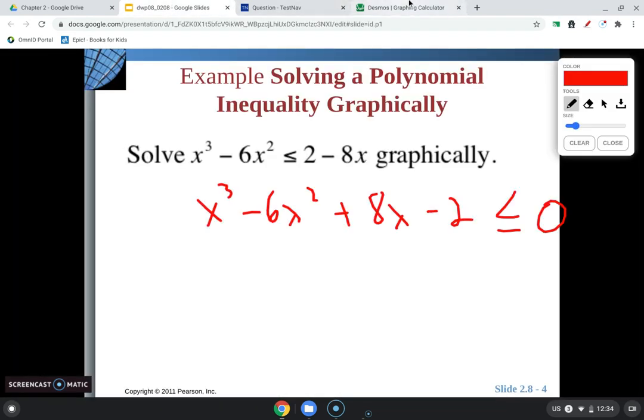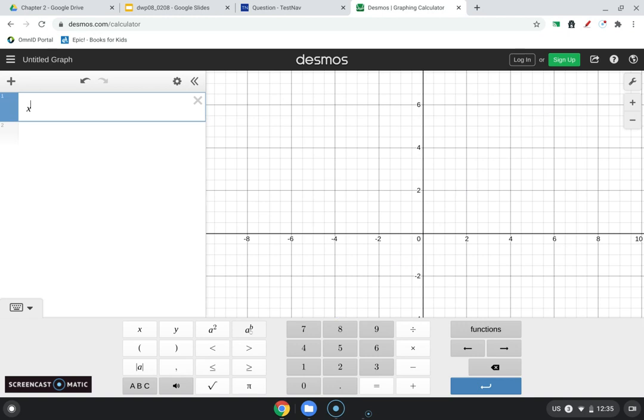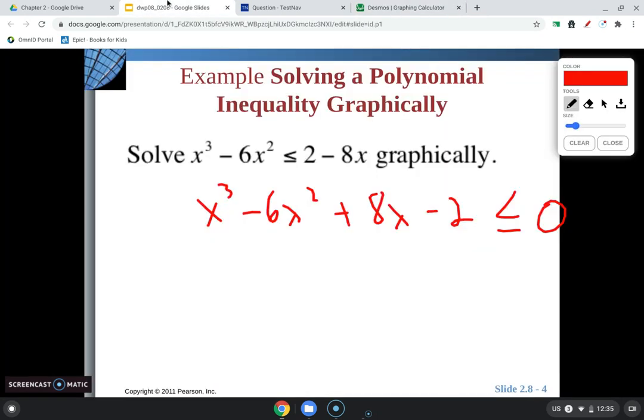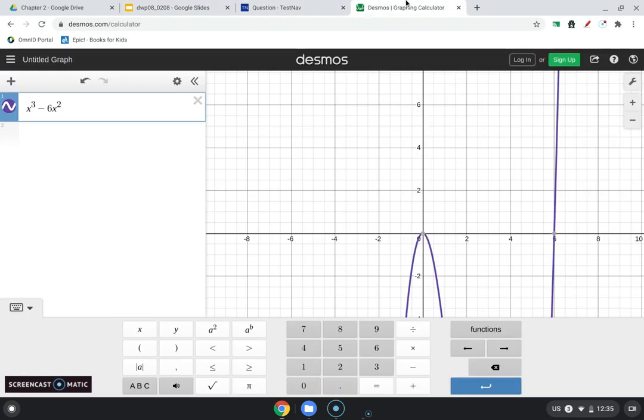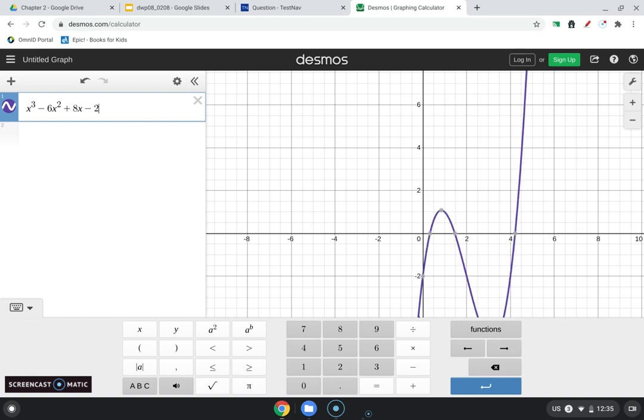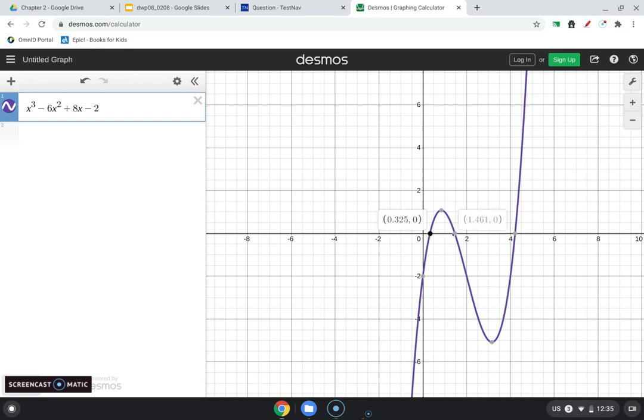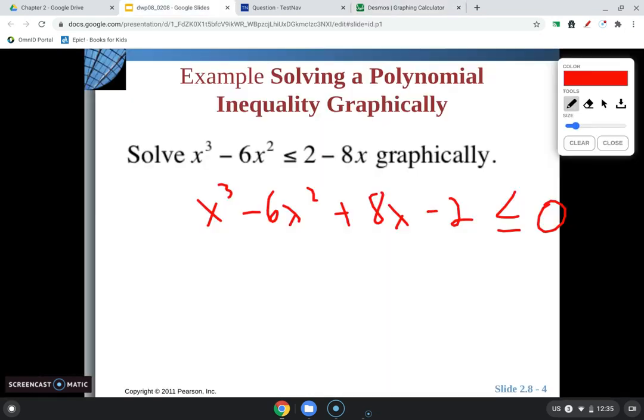All right, so we got x cubed minus 6x squared plus 8x minus 2. Boom. All right, so there's our zeros. So we wanted less than or equal to this time. So it's less than or equal to from here all the way to 0.325. And then between those two, 1.46 and 4.21, that's where it's below the x-axis.